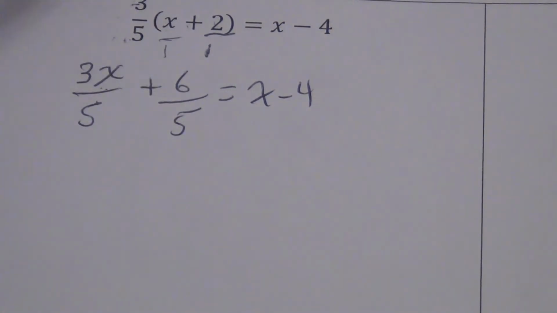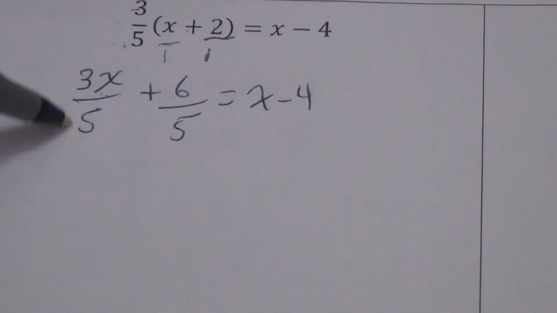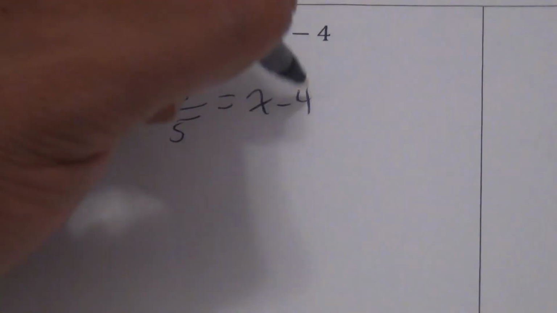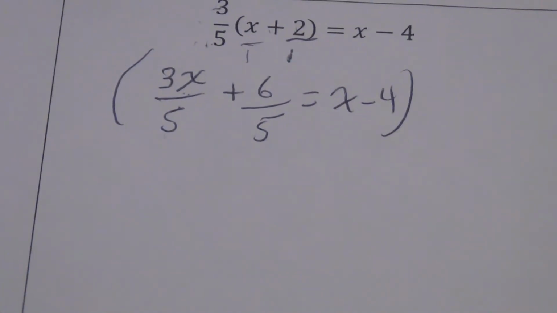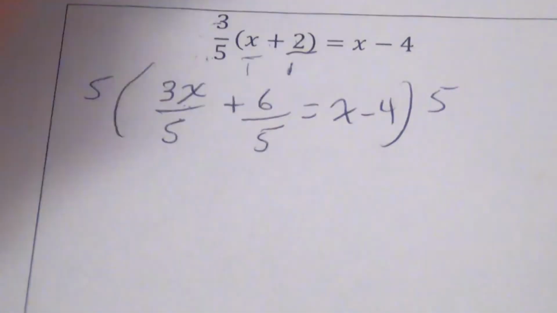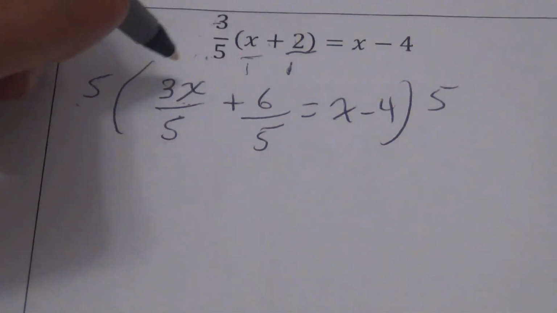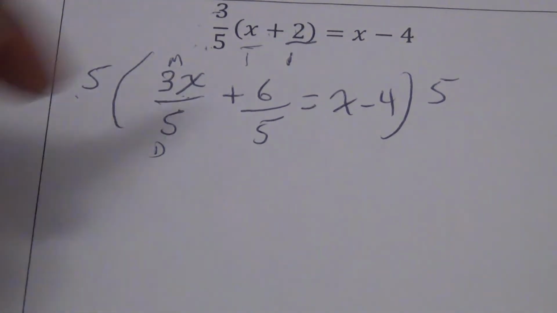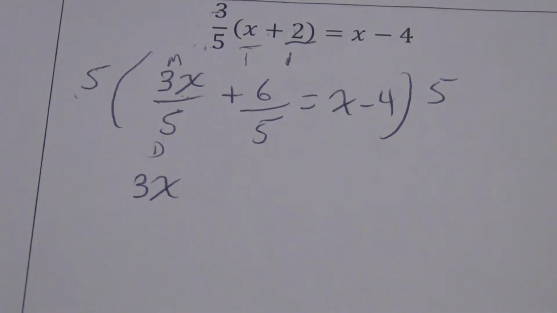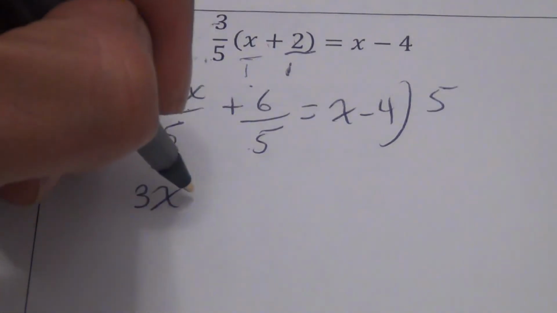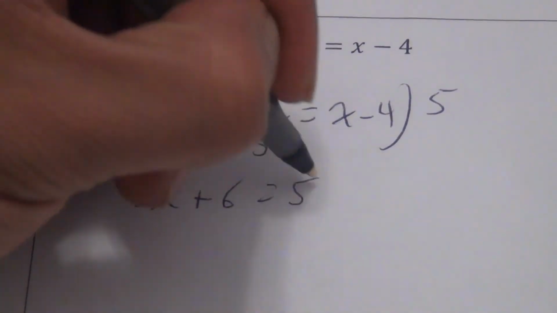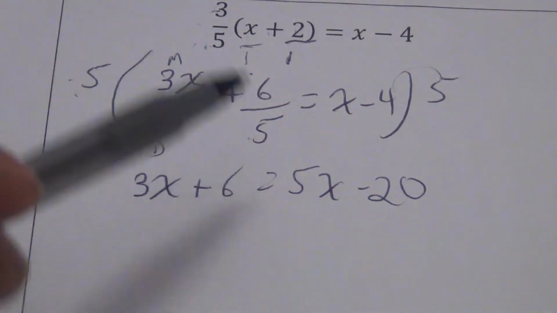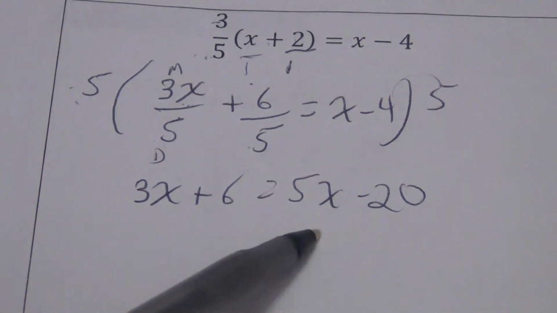Now I ask myself, are there any fractions? And I see that we have fractions here. So then I'm going to use the common denominator. In this case, guess what the common denominator is? Yes, the common denominator is 5. So multiply by top, divide by bottom, remember? So 5 divided by 5 is 1 times 3, 3x. 5 divided by 5 is 1 times 6, 6. And then on the other side we have 5x minus 20, because you multiply by x, you multiply by -4, and that's what you get.